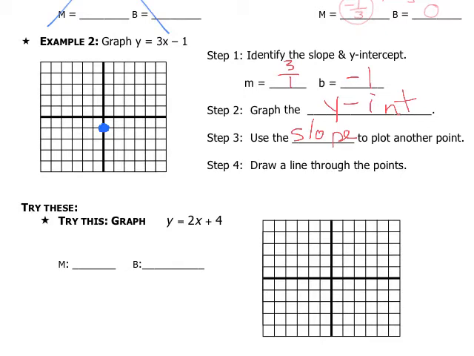So 3 over 1, and that's why I like my slope as a fraction, because I can count my rise and run. So 3 over 1, that'd be up 1, 2, 3, and over 1. I can also go the opposite direction. So instead of going up and to the right, I'm going to go down and to the left. So down 1, 2, 3, left 1.